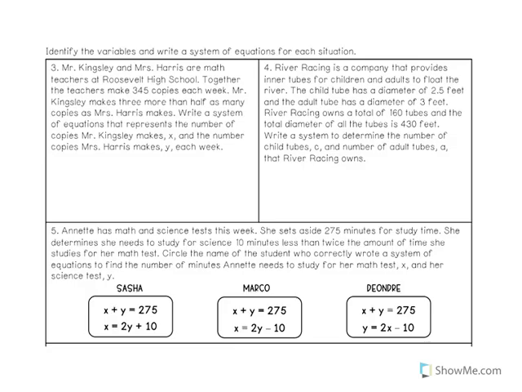So here we're going to identify the variable and write a system of equations for each situation. Mr. Kingsley and Miss Harris are math teachers at Roosevelt High School. Together, the teachers make 345 copies a week. Mr. Kingsley makes 3 more than half as many copies as Miss Harris makes. We're going to write a system of equations that represent the total number of copies Mr. Kingsley makes, x, so he's an x, and the number of copies Miss Harris makes, y, each week.